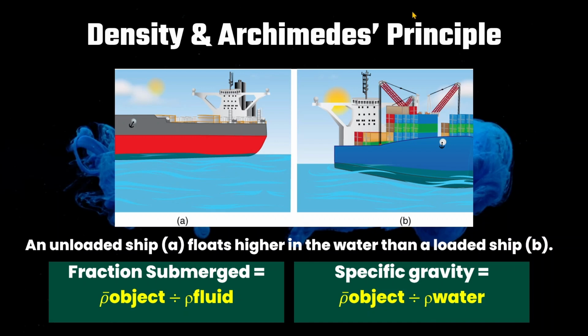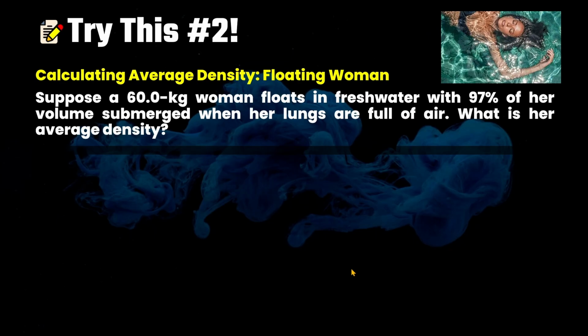So how do we find the fraction submerged of an object? We simply divide the density of the object by the density of the fluid. This formula is actually derived from the specific gravity formula. Remember your midterms. Specific gravity is equal to the density of the object divided by the density of water. Let's apply this in a problem.